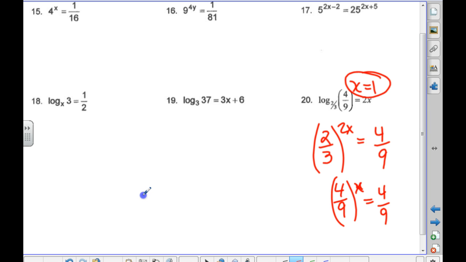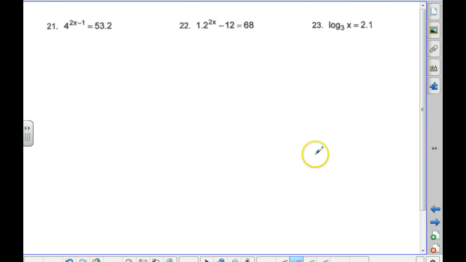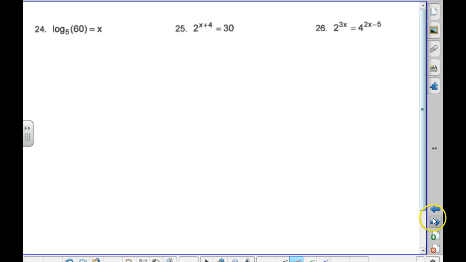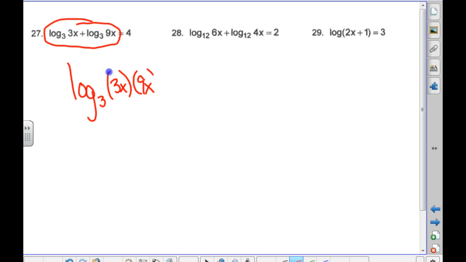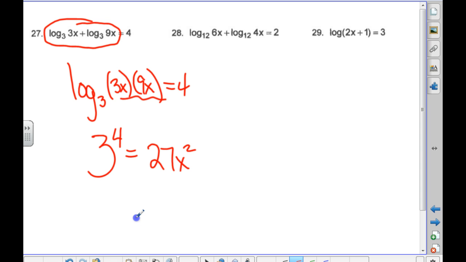Could you do 27? It's like I get confused with the logic on both sides. Okay, so you need to combine these two and then rewrite it as an exponent sentence. So adding two logs means they can be combined to one where you are multiplying. And then it's going to be 3 to the 4th equals, and when you multiply those together, you get 27x squared. And you can only keep a positive answer when you get done with all that, okay?